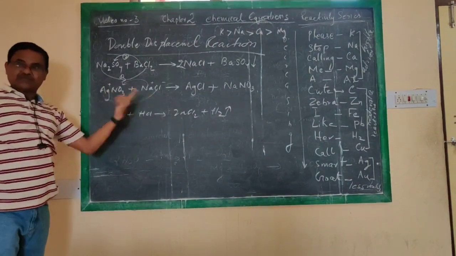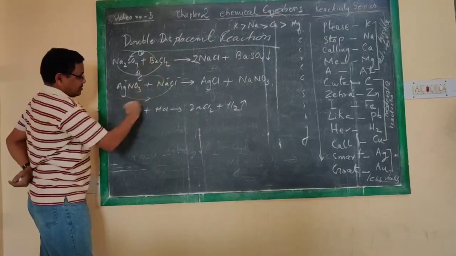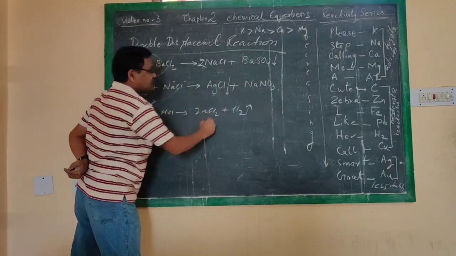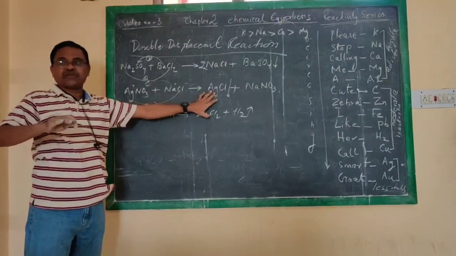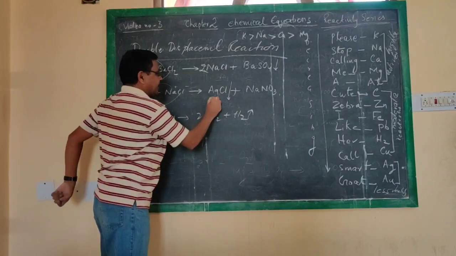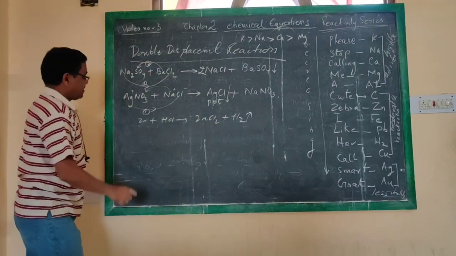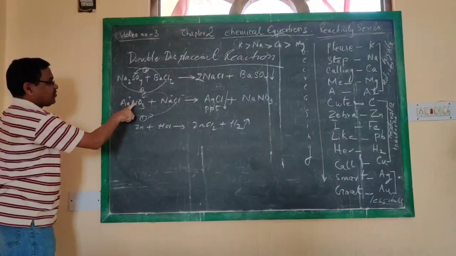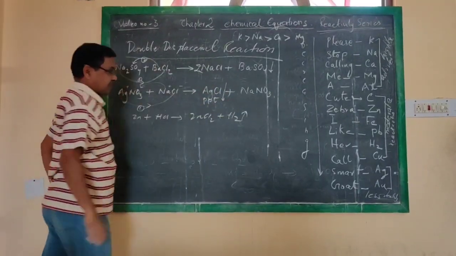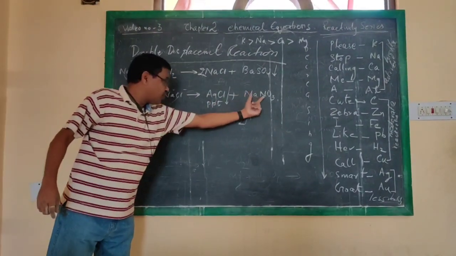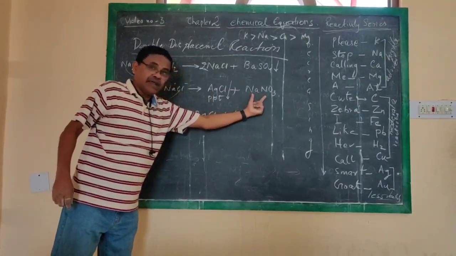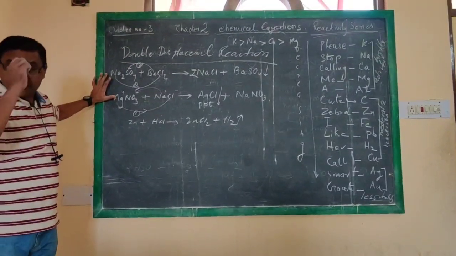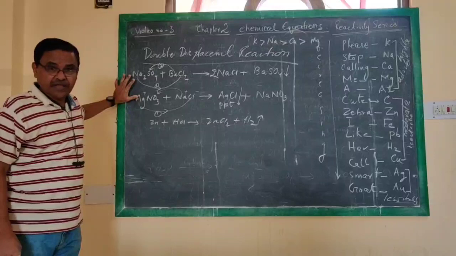So this is also a double displacement reaction, where silver combines with Cl to form silver chloride. Here AgCl is an insoluble substance present in the solution. That is why we call it a precipitate. Silver joins with chlorine to form silver chloride, Na joins with NO3, and we call it NaNO3. So we get two products, AgCl and NaNO3. This type of reaction is called a double displacement reaction.